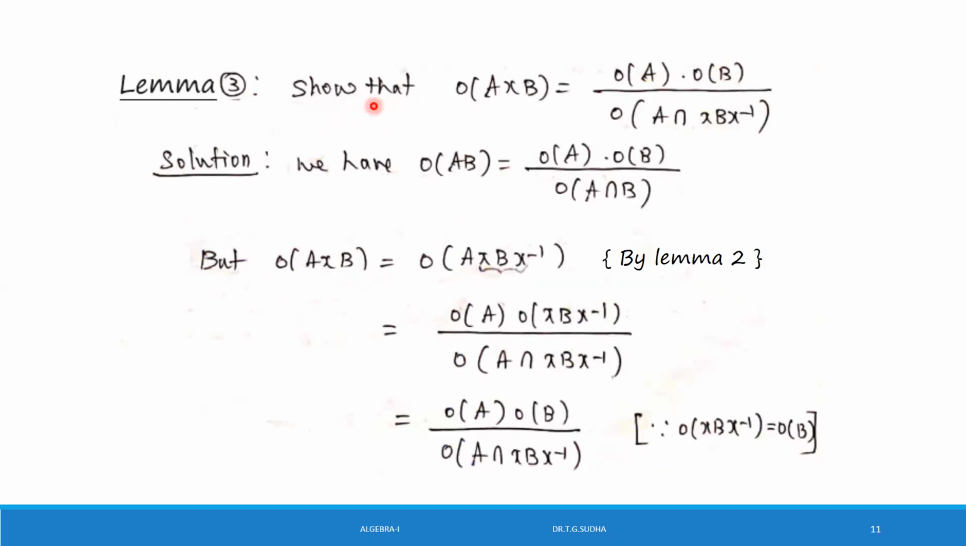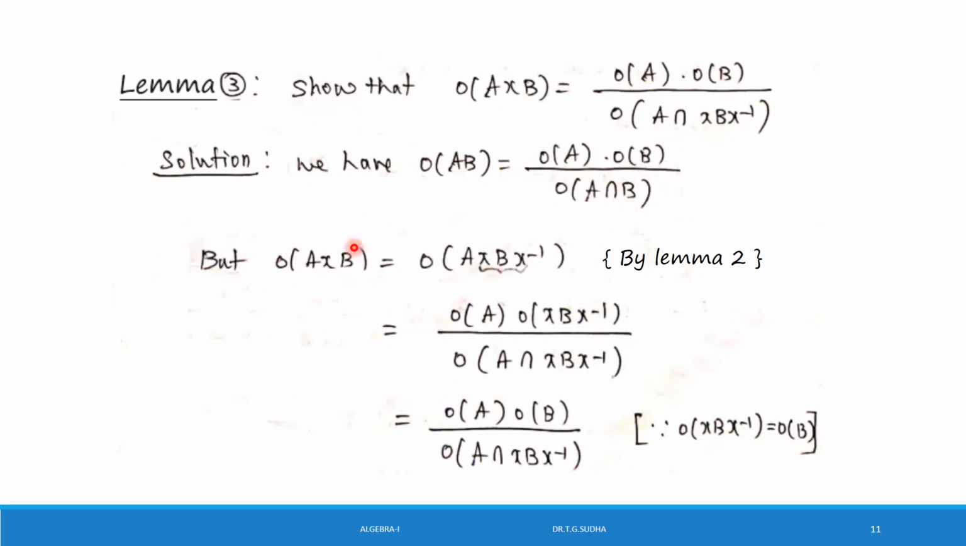Now let us discuss the third lemma. Show that order of AxB is equal to order of A into order of B divided by order of A intersection xBx inverse. Here we are going to make use of one of the identities in set theory, that is order of AB, that is the product sets, is equal to order of A into order of B divided by order of A intersection B.